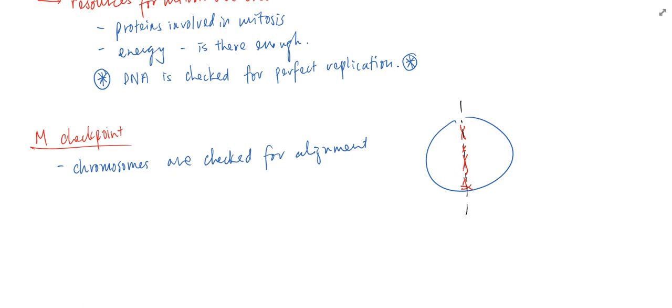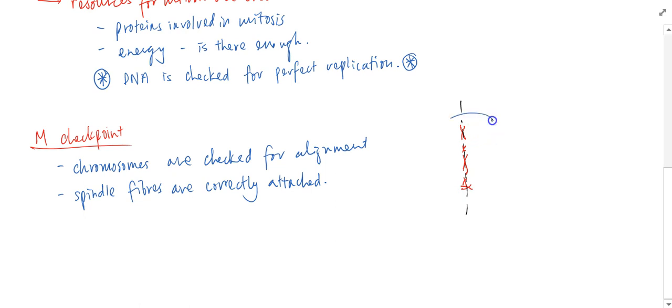Another thing that is checked is that the spindle fibers are correctly attached. And this is important because the spindle fibers are key in separating the chromosomes, the chromatids. So if you don't have those spindle fibers correctly attached, you might not have proper separation of the chromatids. And what's the result? We have non-disjunction as the consequence of spindle fibers being incorrectly attached. So this is a key step.